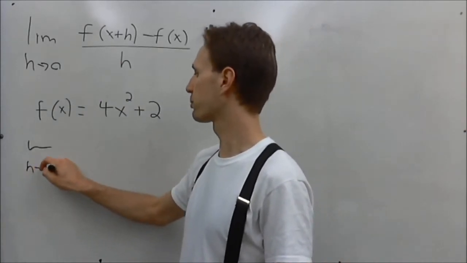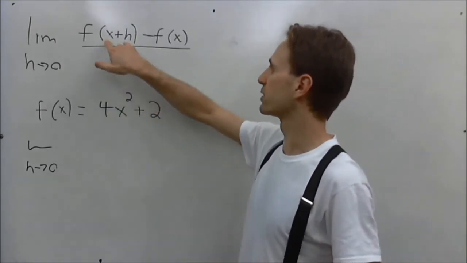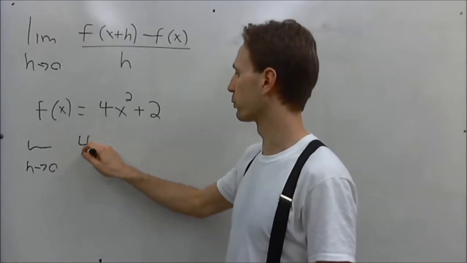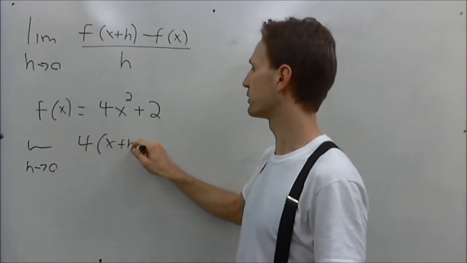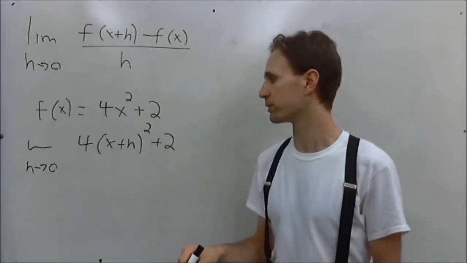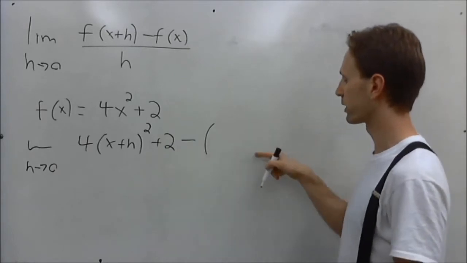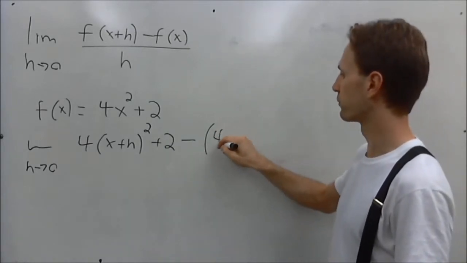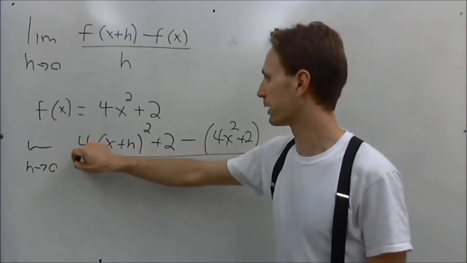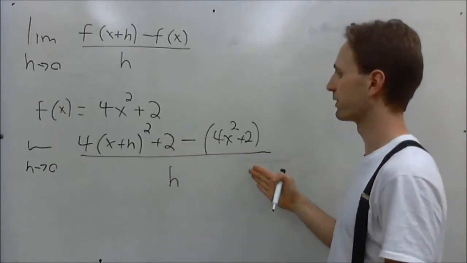Limit as h approaches 0, f of x plus h. So to do that, I substitute x plus h in for where there used to be an x. And that'll be 4 times x plus h quantity squared plus 2. Right, that's the f of x plus h part. Minus f of x. Don't forget to put this whole thing in parentheses here. 4x squared plus 2. Divided by h. So now we have to go through and simplify this entire thing.